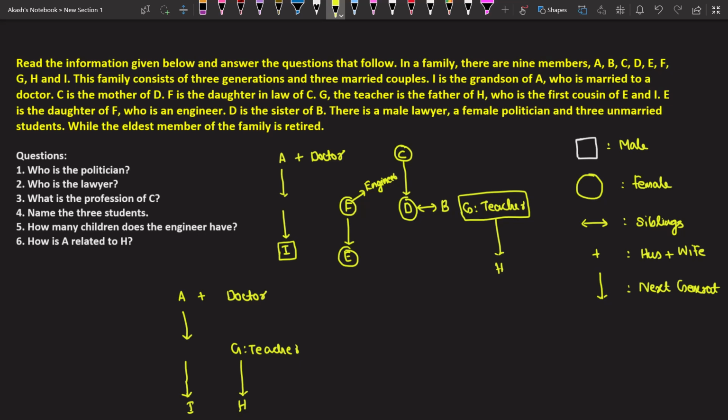How can we connect it? That is the more important thing we need to know. All these members are going to be members of a single family. See, G is a teacher.